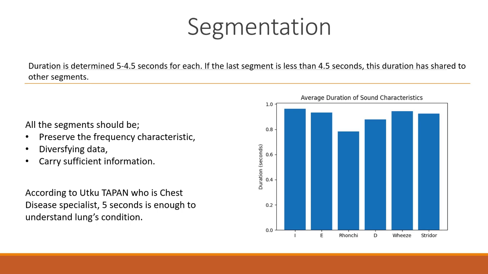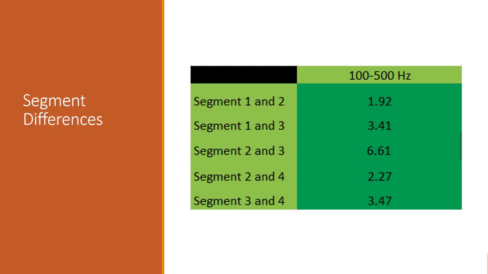To determine the segment's duration, I made an analysis on a dataset which contains 40,000 inhalation and exhalation cycles. According to this analysis, there are 2 cycles of inhalation and exhalation in 5 seconds. Frequency characteristic is preserved. The new segments carry sufficient information. Here are the segment difference values based on the mean square error method.